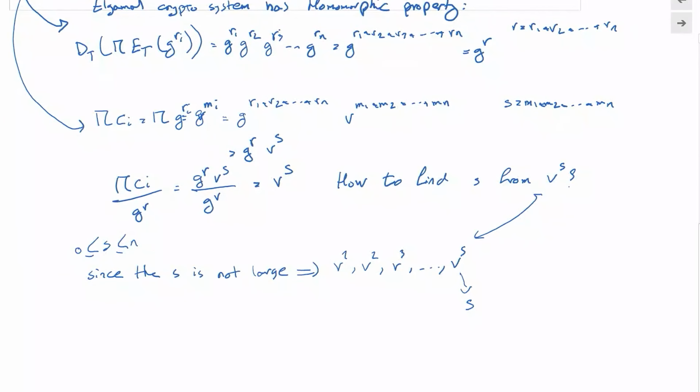We can just compute V to the I from 1, 2, 3 all the way to S, and check where this result V to the I that we are computing is equivalent to V to the S. And if that is the case, then we say that I is the S that we are looking for. So essentially what we have to do is just write a for loop, and in the worst case scenario, we will loop over n times.